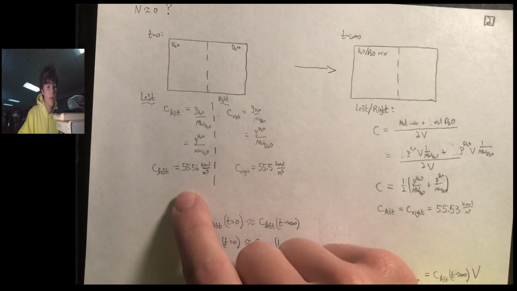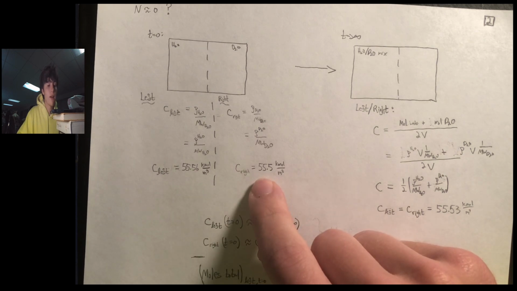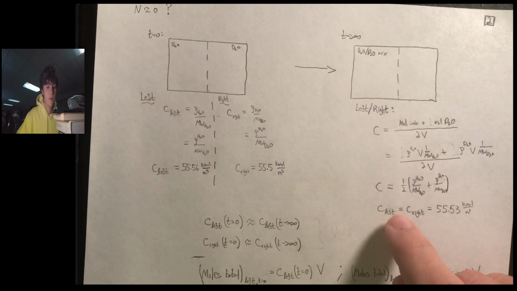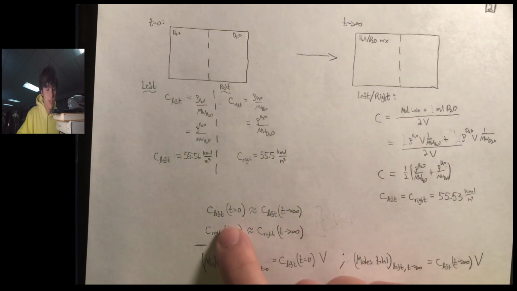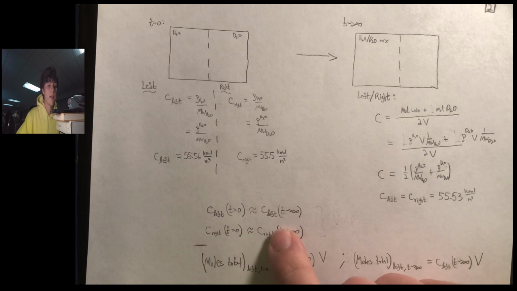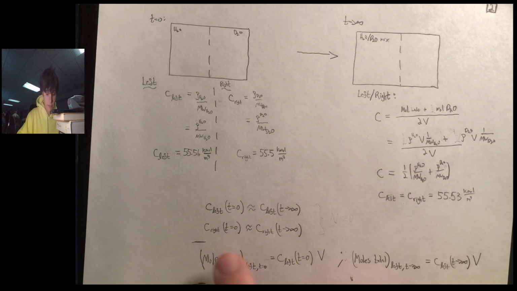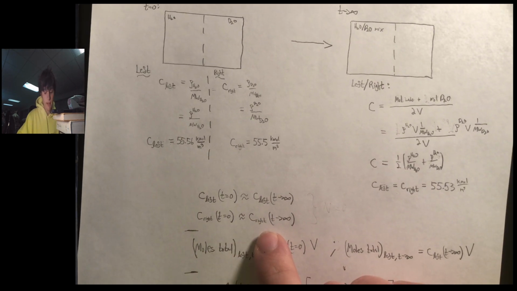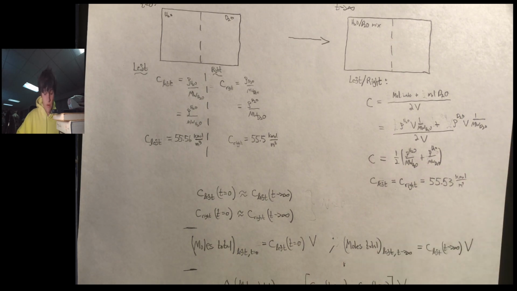And what do we see here? The total molar concentration on the left-hand side is approximately equal to the total molar concentration on the right-hand side, which is approximately equal to the total molar concentration at equilibrium. So we could say that the total molar concentration on the left-hand side at t equals 0 is approximately equal to the total molar concentration at equilibrium, and the same holds for the right-hand side. And so we see that the molar concentration isn't really changing on either side.